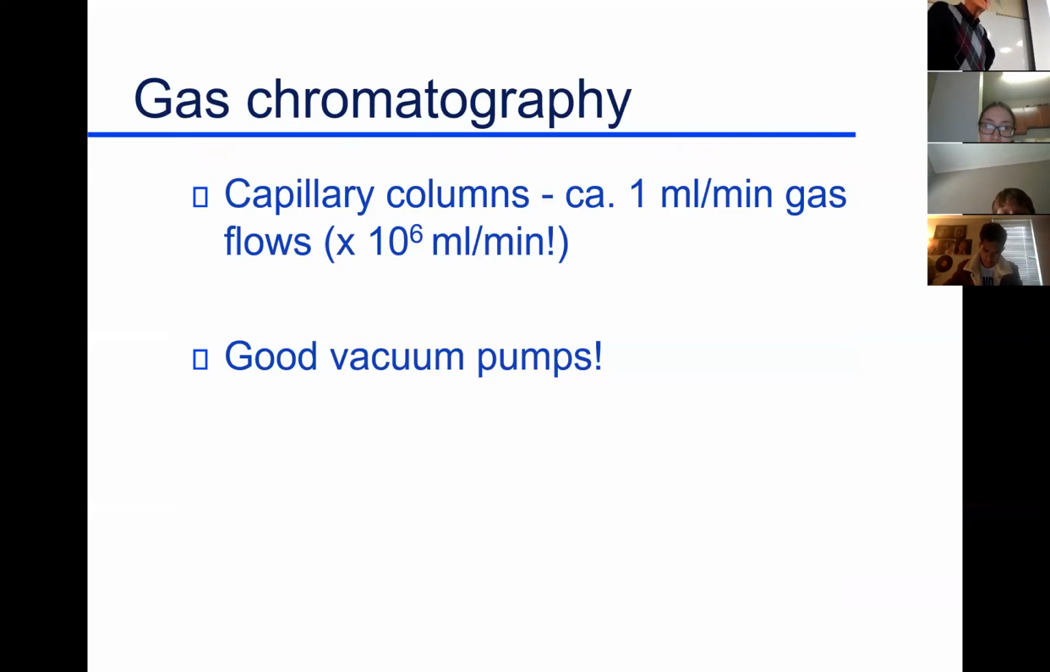And the idea of what kind of volumes are we pumping out with these pumps? Well, 1 milliliter per minute of gas coming out of our gas chromatograph, so out of the column, turns into a volume of 10 to the 6th milliliters per minute when we get it under that high vacuum. Obviously, under vacuum the gas expands, volume expands. So we really depend upon good vacuum pumps.